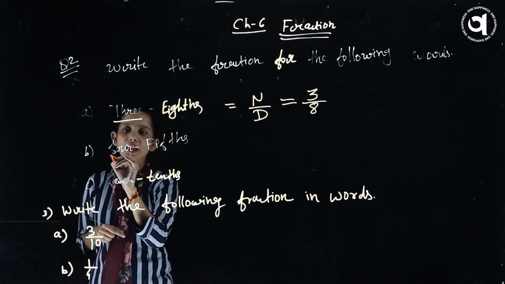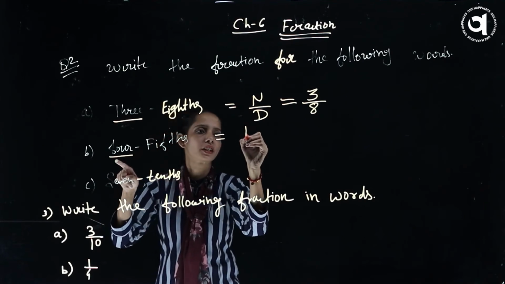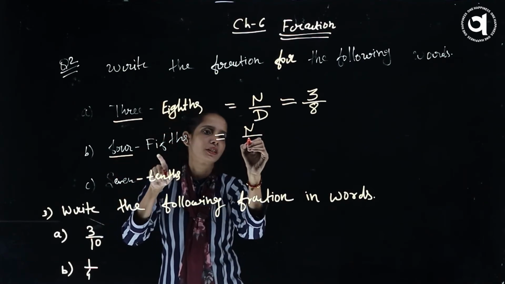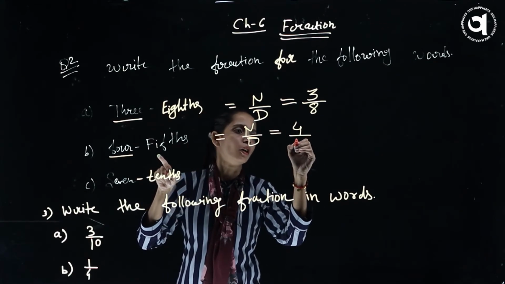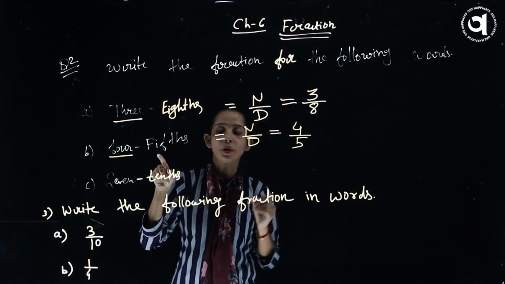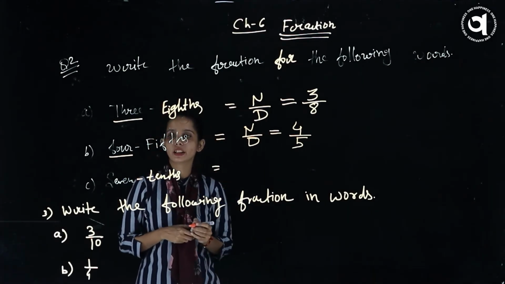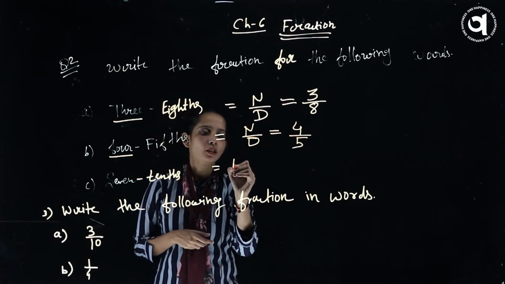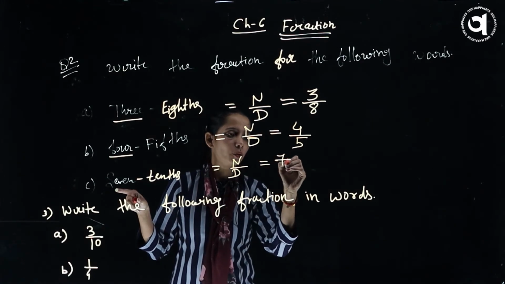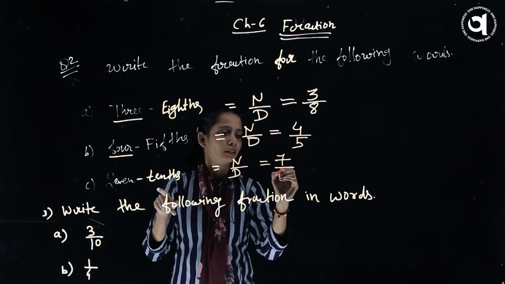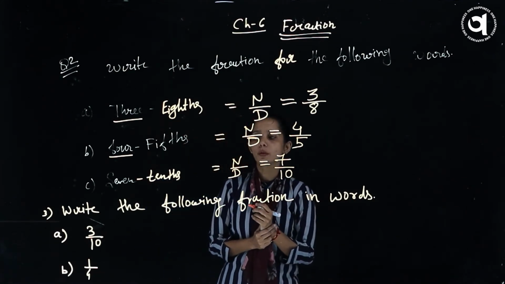In the second, B, you can see 4/5. So here 4 represents the numerator and 5th represents the denominator. So the answer will be 4 upon 5. Now C, 7/10. Here 7 represents the numerator and 10th represents the denominator. So the first number 7 is the numerator and the second number 10th is known as the denominator. So our answer is 7 upon 10.